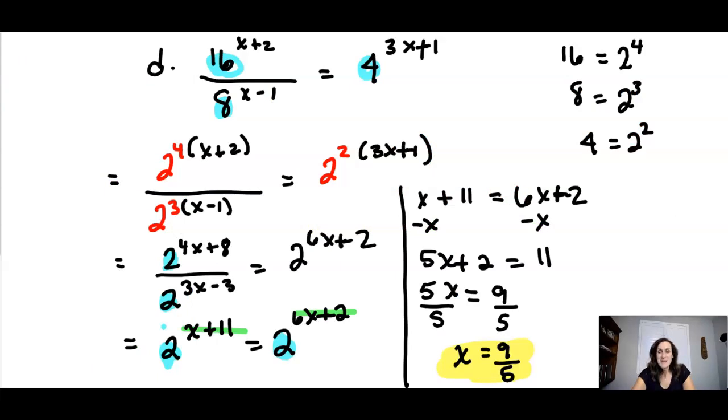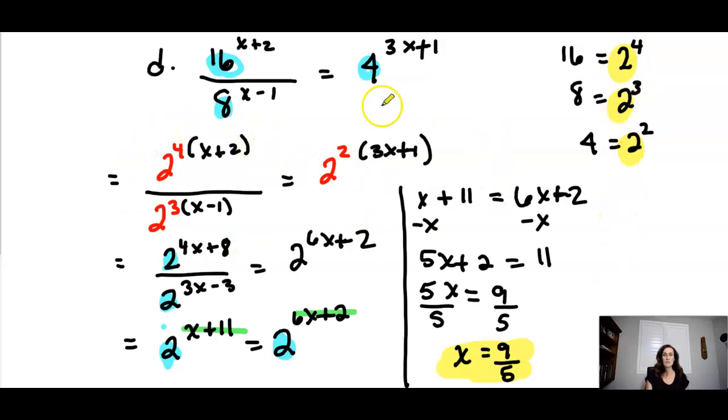So to save time on this problem, I thought I would just go ahead and explain it to you. My goal is to get all these bases to be the same. So I wrote 16, 8, and 4. And you can see that I was able to write 16 as 2 to the 4th power, 8 as 2 to the 3rd power, and 4 as 2 squared. So they all have a base of 2.